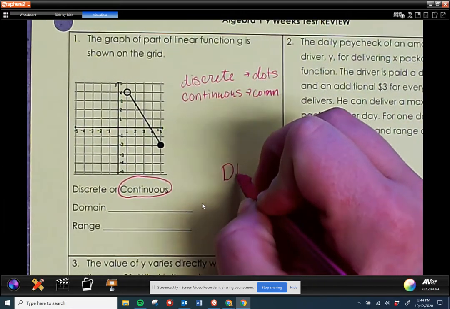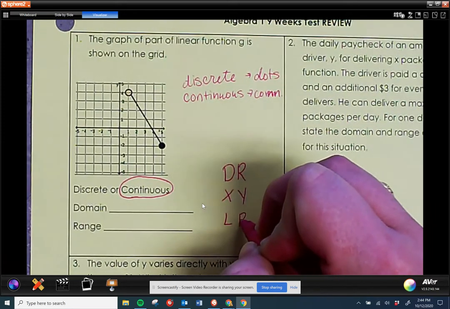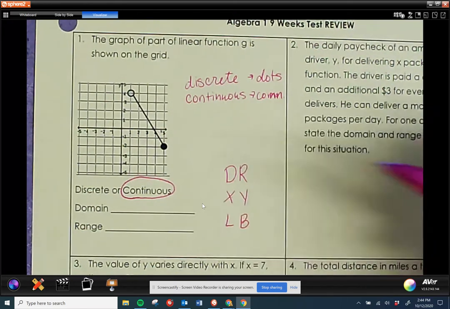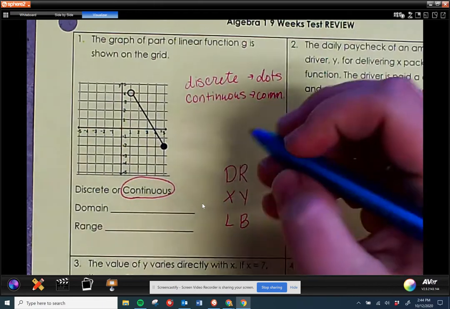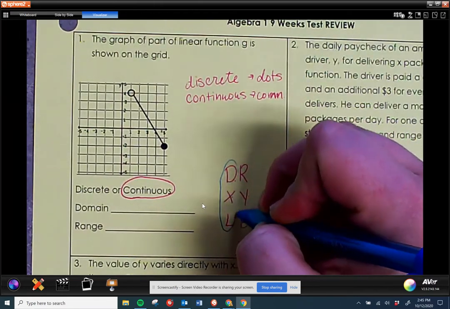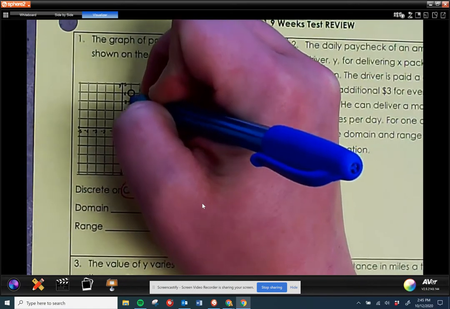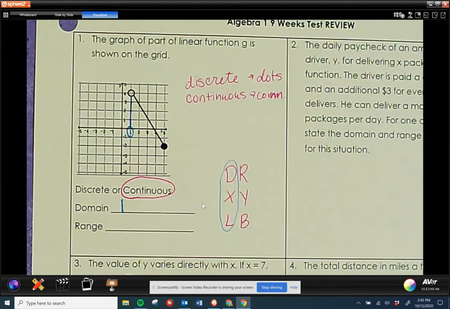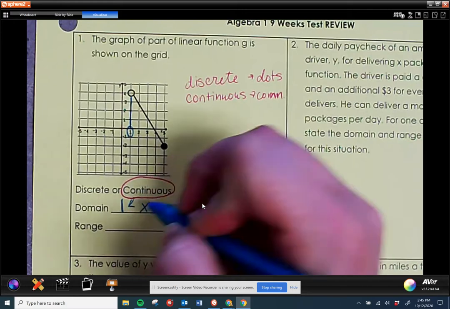So we remember domain and range using Dr. XY loves biology. Okay, so we know that domain is X values, and we read those X values from left to right. Okay, so I'm going to find the domain by looking at my graph from left to right. The very leftmost point that I have on this graph is at 1. And then I'm always going to use the less than in my compound inequalities.